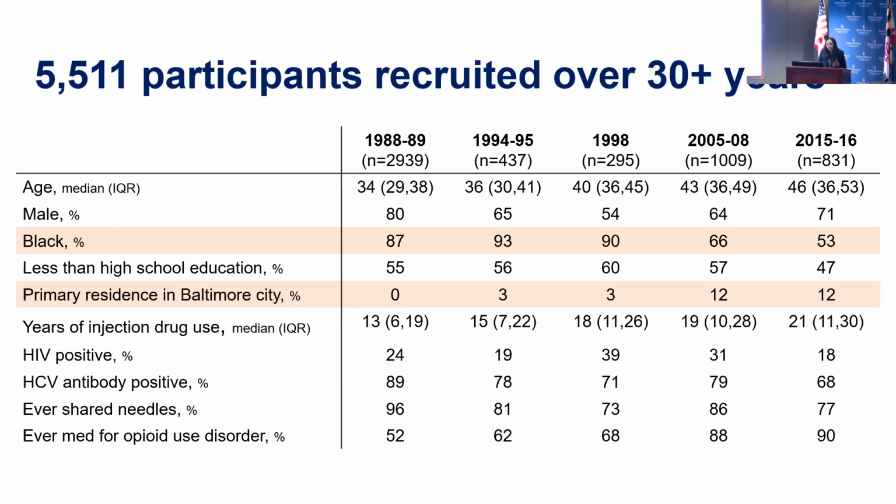And what you see here is the evolution over time. And in part, this is the evolution in the opioid epidemic in Baltimore. So we see an older population, we see increasing numbers of women, we see fewer Black participants, and evening across other races. And we also start to see people enrolling from outside of Baltimore City.